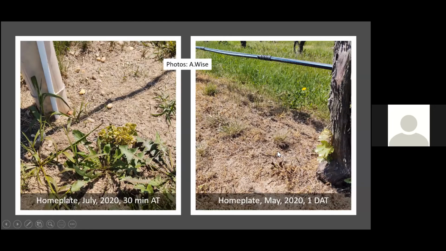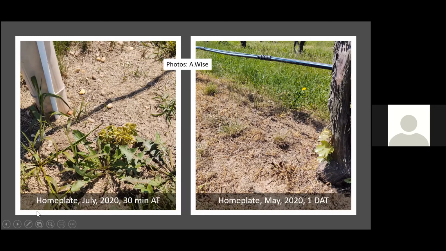Again, just some photos from my maintenance applications. Here we have Home Plate on the right. That's 1 day after treatment, and that was done in May, and it looked pretty good. The weeds were all small. Here we are on the left in July, and you can see that the Home Plate wasn't really affecting the crabgrass and the dandelions quite as much as some of the smaller weeds. So yeah, it doesn't really do a great job on some of the hardier weeds.